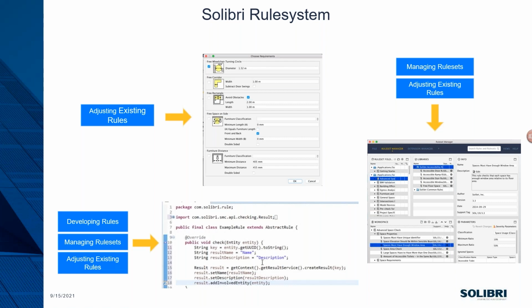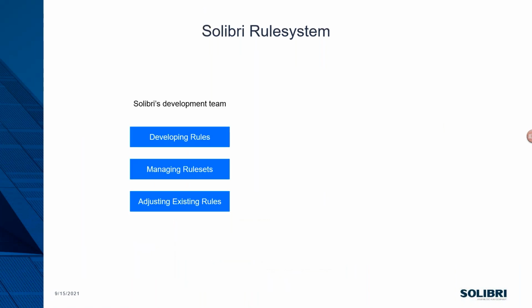Underneath all this, of course, lies the rule template itself, which requires coding, and that means rule development. So far, our R&D at Solibri has been doing all of these: creating the rule templates, and adjusting the existing rules. We have a lot of rules that are parameterized, ready for use. We also have extensions for rule sets, and we keep developing new rules as well.